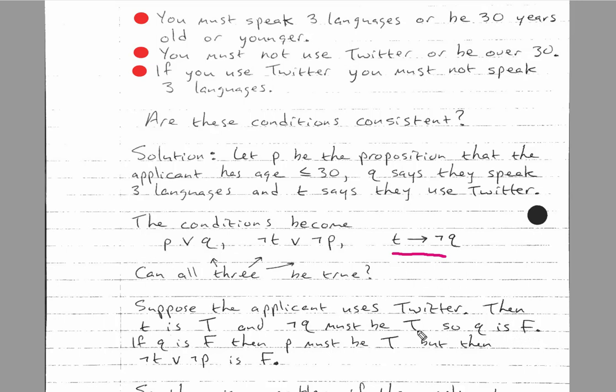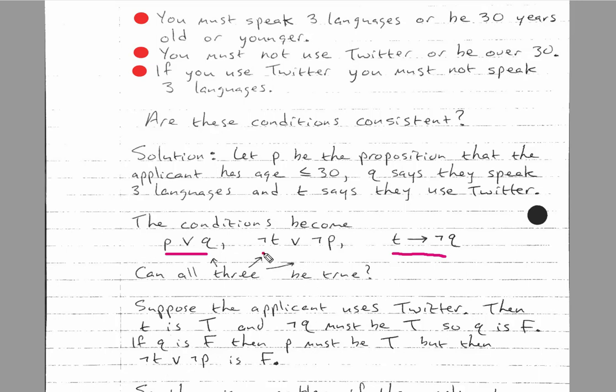Now if Q is false, then looking at this condition, so we have P or Q, well, the only way this condition can be true is if P is true. So false or false is false, but true or false is true. Okay, so P must be true.